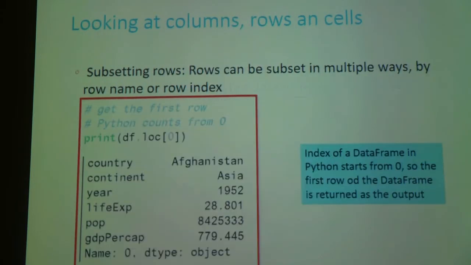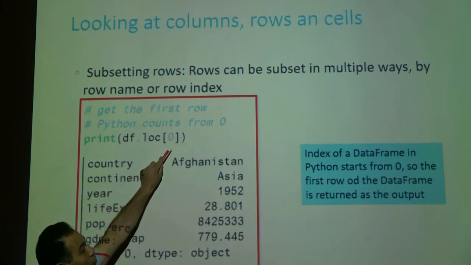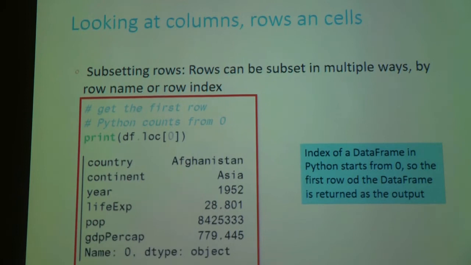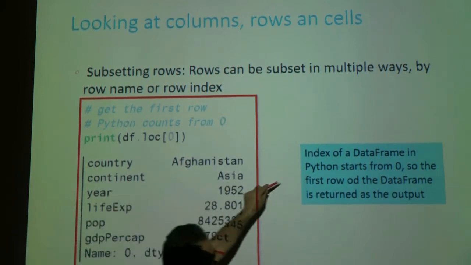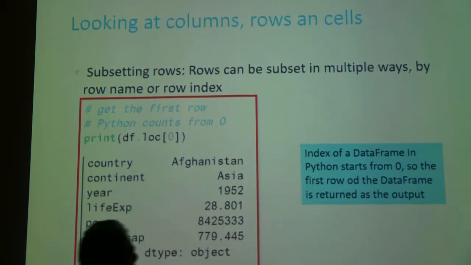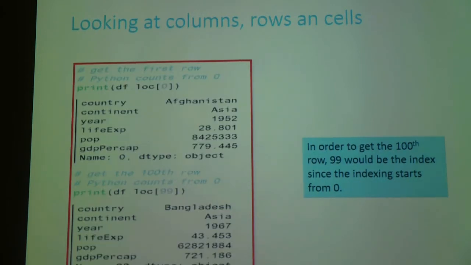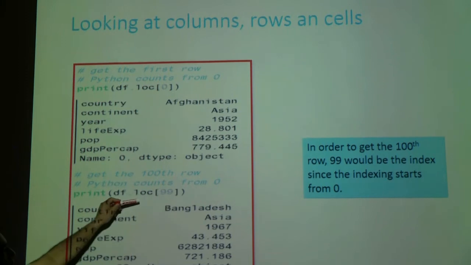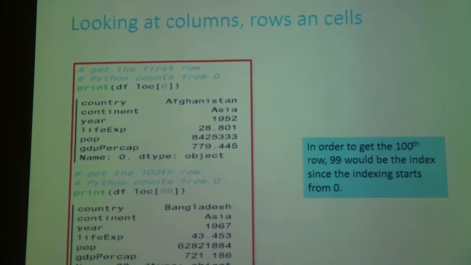So we already finished that. In here, it's not the row number, it's the index. It just happened that the index is equal to the row number. So the index of a data frame in Python starts from 0. So the first row of the data frame is returned as output. And here, for example, print loc 0 gave you that. Location 99 gave you the location number 99. So to get the 100th row, Python counts from 0.